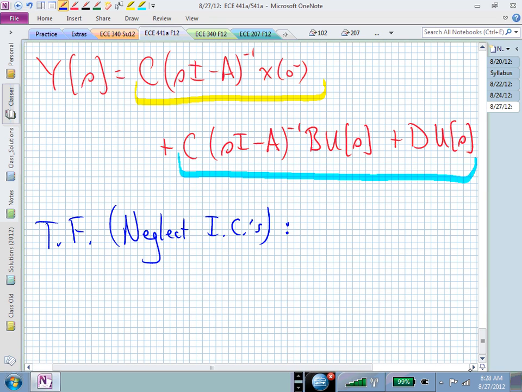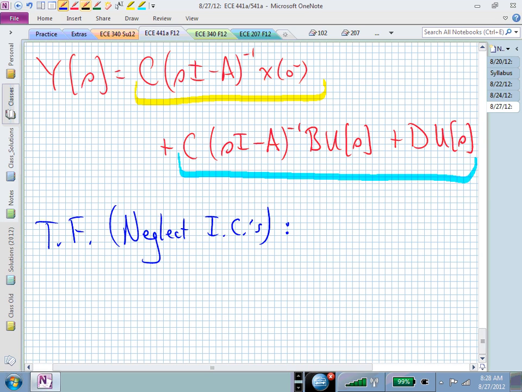But if you wanted the total solution, there it is. You just have to inverse Laplace transform that capital Y of S to obtain little y of t. And that would include the initial condition response and the forced response. If we want just the transfer function, we're neglecting the initial conditions. We can then set the initial condition to 0, and now we're just left with those two terms that are highlighted with the blue highlighted color.